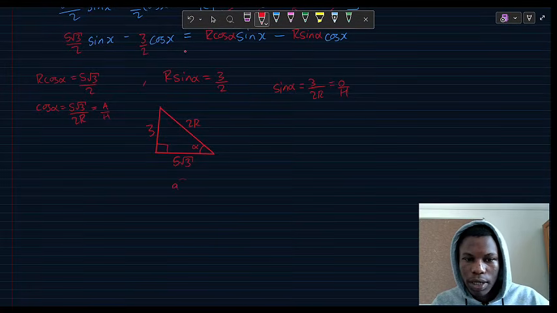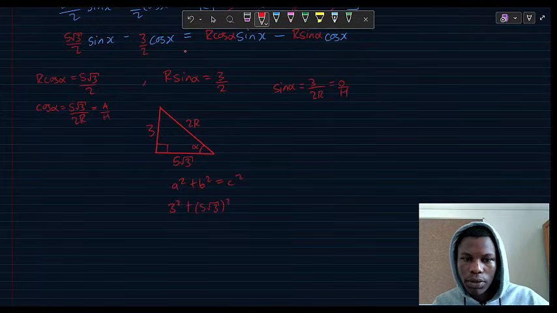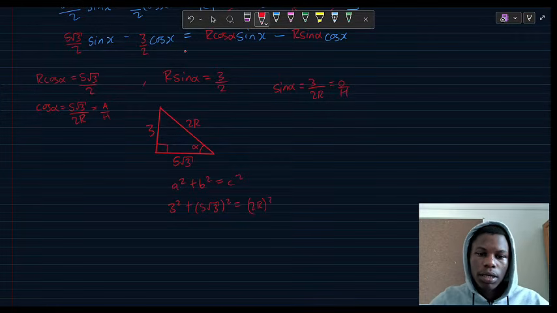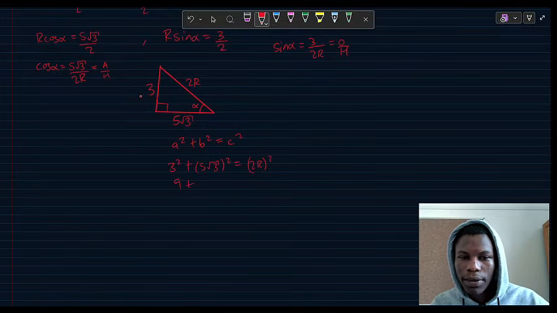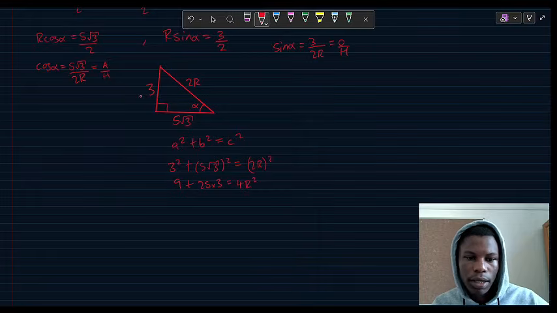According to Pythagoras, a squared plus b squared is c squared. And so in our case, we can say that 3 squared plus 5 root 3 squared is equal to r squared. And so 3 squared, that's 9, plus 5 squared, 25 times root 3 squared, so times 3, is equal to r squared.